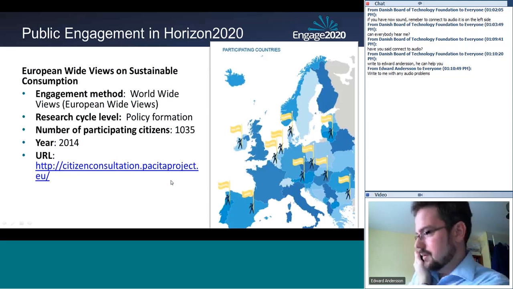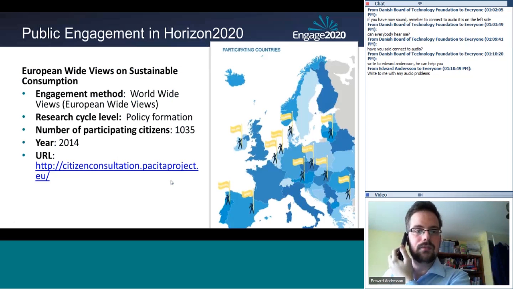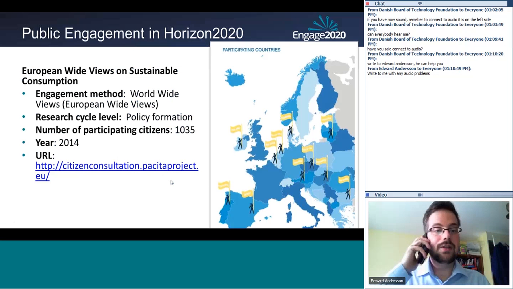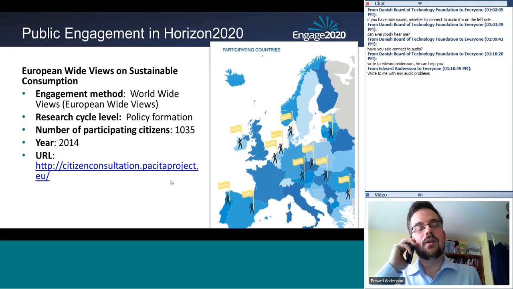So let's look at a few practical examples. And this is a very recent one, 2014. And it's a good example, I think, of a policy formation process. This was about sustainable consumption, obviously a really important issue. And it made use of a methodology called Worldwide Views, which the Danish Board of Technology have developed, and which allows, although in this case, of course, it should be more correctly termed European-wide views, it is a process which allows for many meetings to be held in different locations using the same methodology, and therefore creating comparable results.